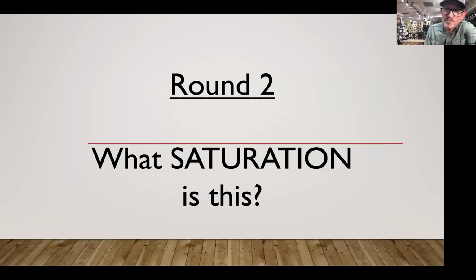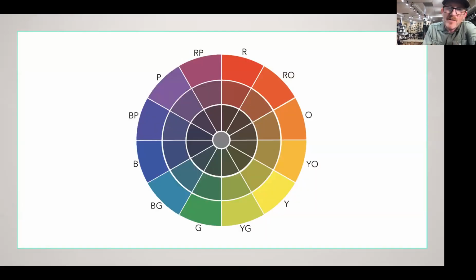Let's go on to round two. This is a new term for some of us. What is the saturation? Now you have four options here. As we go back to the wheel, we have intense as the outer one. That's really, really bright. Medium is the next band.